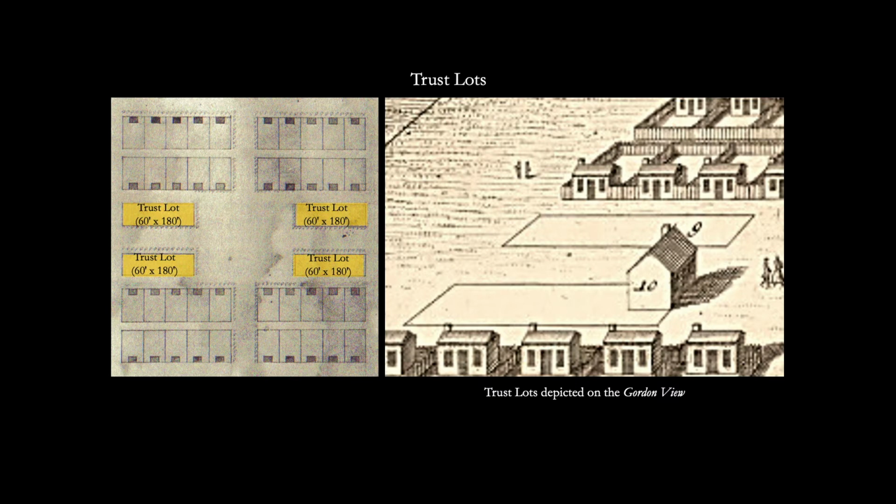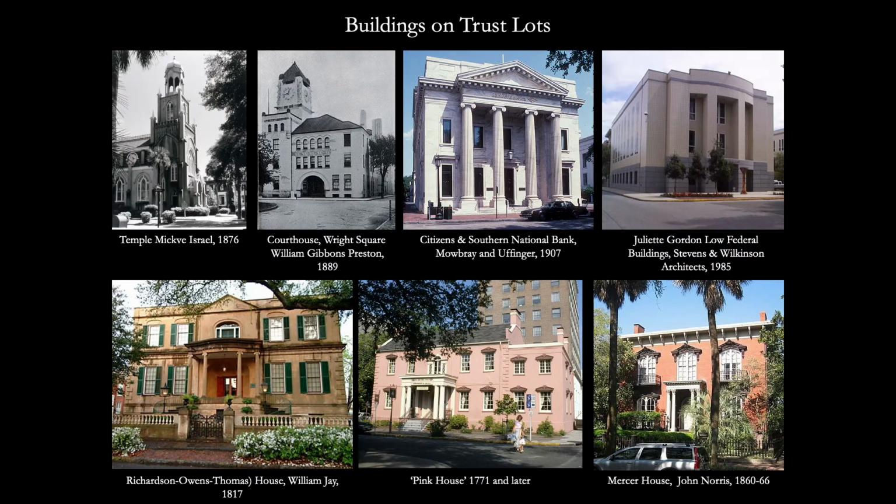Here you can get a sense of the scale with this one structure here, which is a guest house. But here we see the kinds of buildings that find themselves on trust lots. The trust lot, the same dimension in width as a tithing lot, but 180 to 120 feet in depth, is conceivably an autonomous block. So all sides of a building will be visible. And you can see classic examples of that in some of the churches, or the temple, Mikveh Israel, synagogue, or a courthouse, or a bank, or a government building over here.